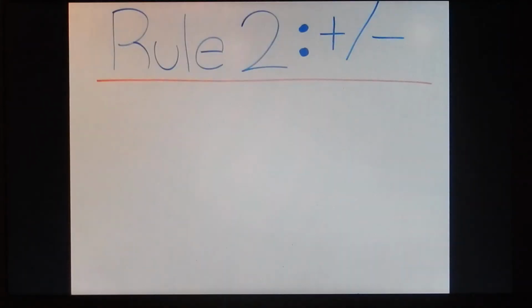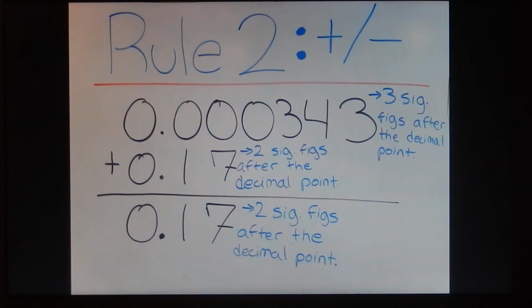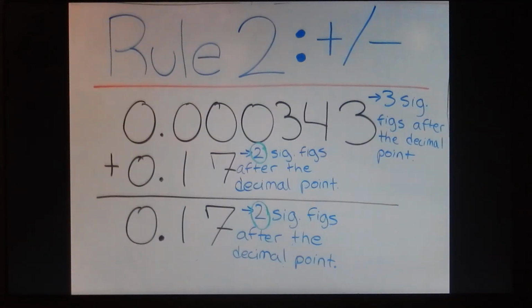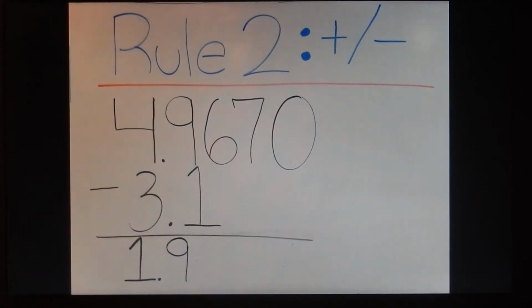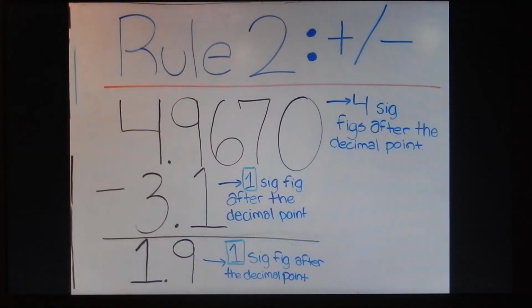Addition and subtraction. The answer cannot have more digits after the decimal point than either of the original numbers. Our final answer must have the same number of decimal places as the value of the least decimal places from the calculation. 0.00343 has 5 digits after the decimal point, and 0.17 has 2 digits after the decimal point. So the final answer has to have 2 digits after the decimal. 70 has 4 digits after the decimal point, and 3.1 has 1 digit after the decimal. So the final answer has to have 1 digit after the decimal.